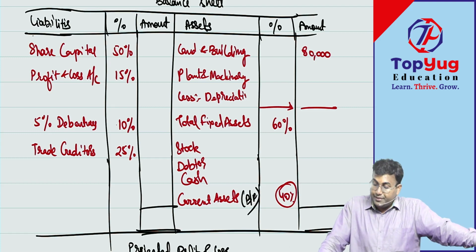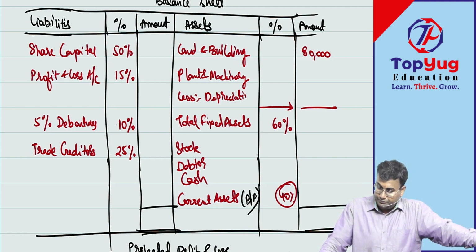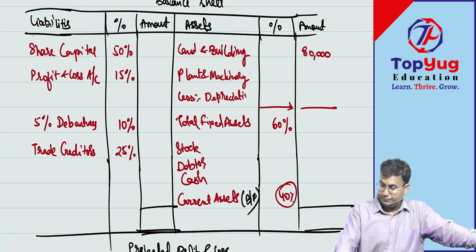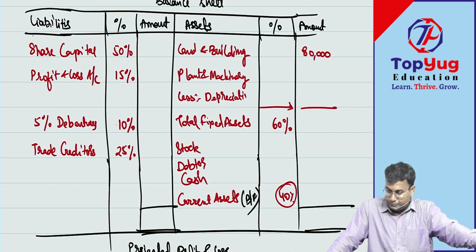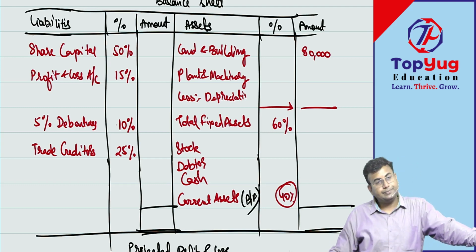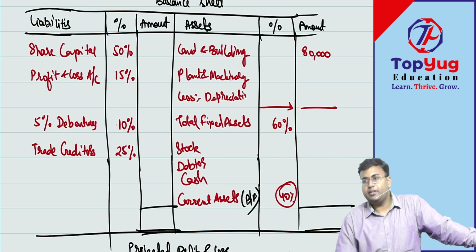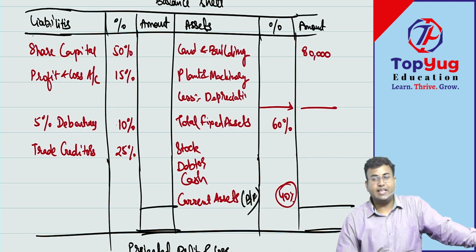Any other information given? Can I start solving it, please? There are a few ratios which are given. We will use them as and when required. Major information we have.